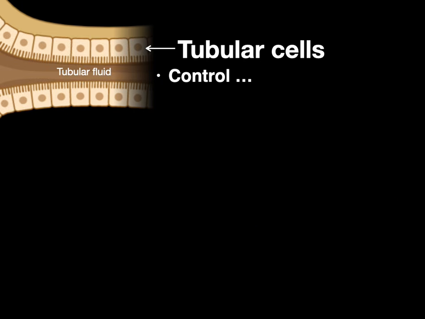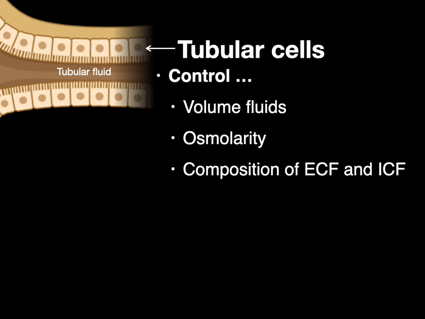Now, tubular cells control a lot. They control the volume of fluids in the body, the osmolarity of body fluids, the composition of extra and intracellular fluid, and the pH inside the body. They're not the only ones that do that, but they are primary in helping the body do these things.